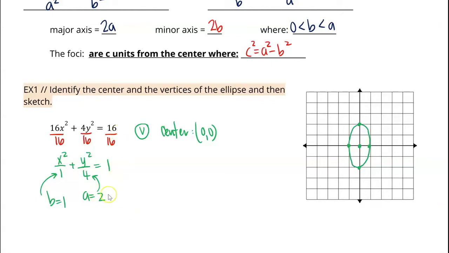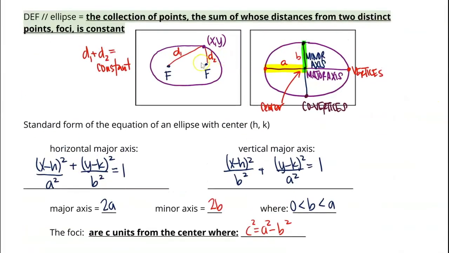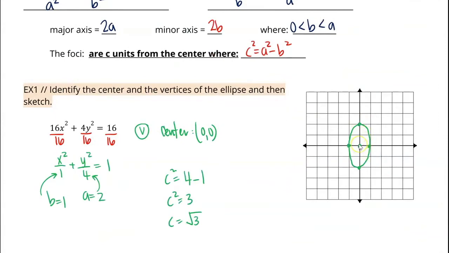Okay, the last thing I'd want to put on here are the foci. So my c squared is equal to a squared, which was the 4, minus b squared, which is 1. So my c value is going to be the square root of 3, which is about 1.7-ish. So if I look at my ellipse, the foci are going to be on the major axis. Okay, they go towards the vertices, but not quite that far out. So in this case, I'm going to go 1.7 units towards those vertices. All right, that is it for the graph.